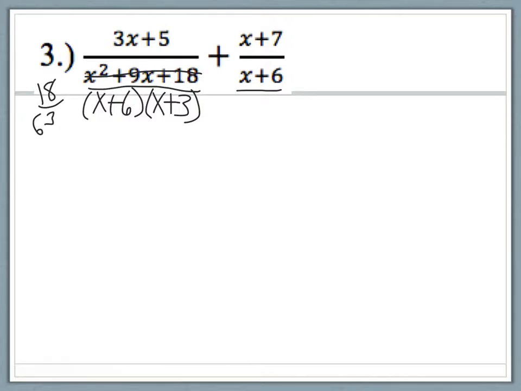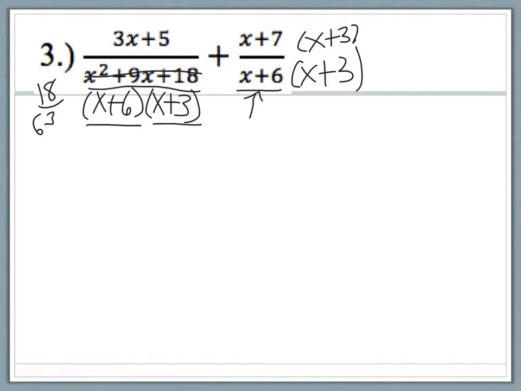Now if I look, this has an x plus 6 and an x plus 3. This side only has an x plus 6. So it's going to need an x plus 3. So I'm going to multiply the bottom by x plus 3. If I do it to the bottom, I have to do it to the top, just like we did yesterday.